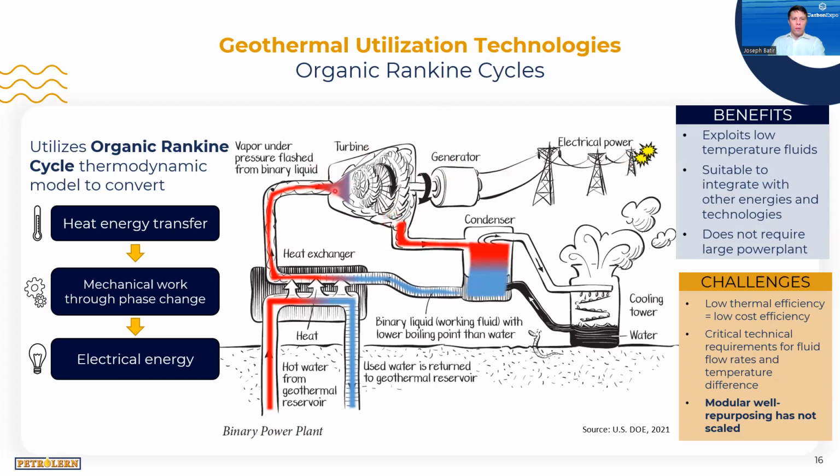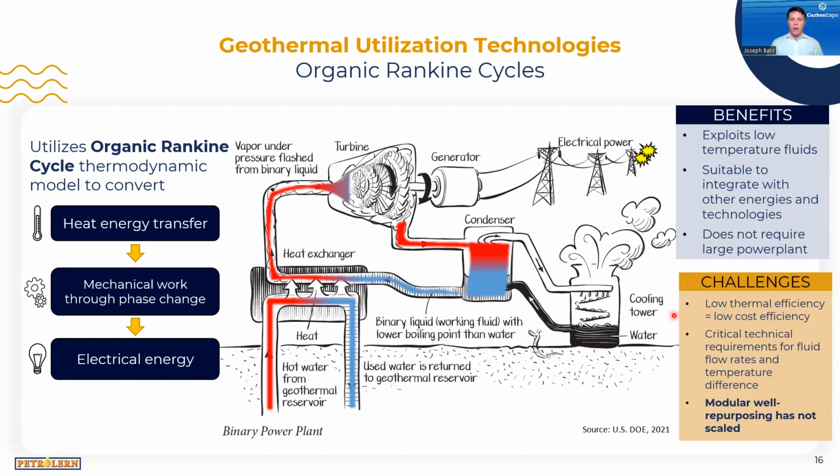And now the spent working fluid goes back through a condenser, condenses back down, and starts the process all over. The benefits here are that you could utilize this for low temperature fluids. It's also suitable to integrate with other energy and technologies, i.e., repurposing wells or using flare gas. And this also doesn't require a large power plant. There are 100 kilowatt size systems, and I'll show these on the next slide, that you could physically bring in on the back of a semi trailer.